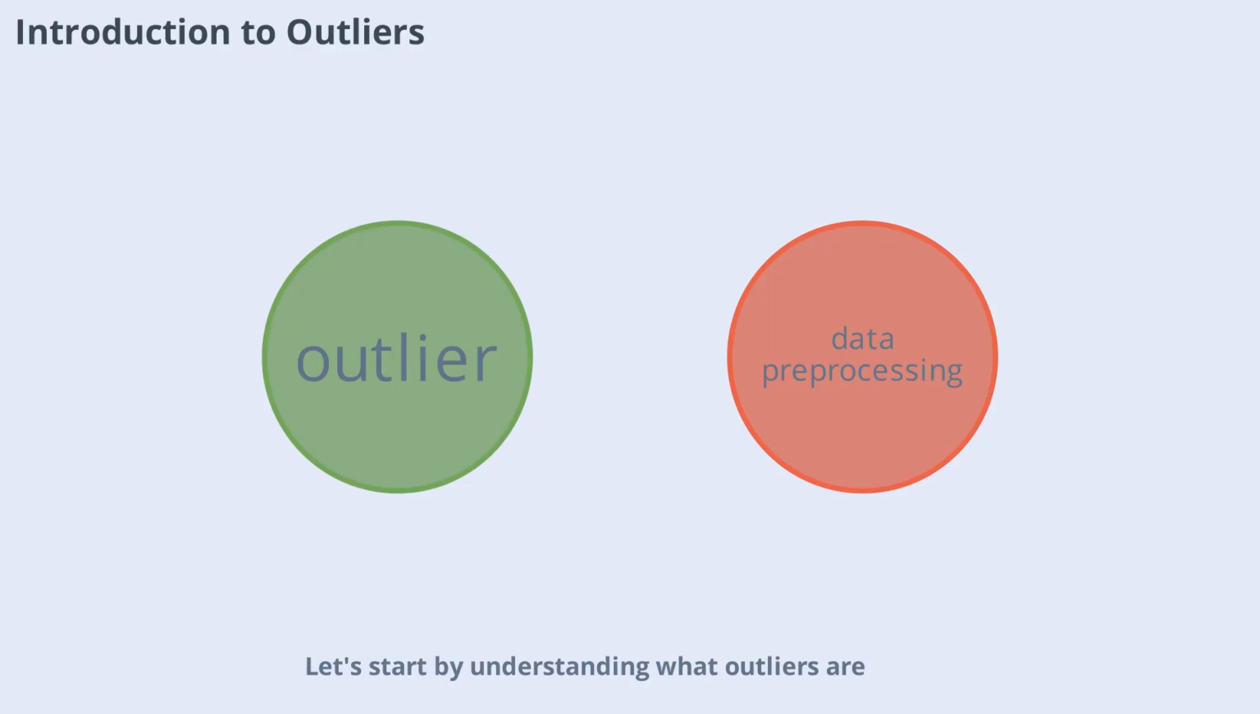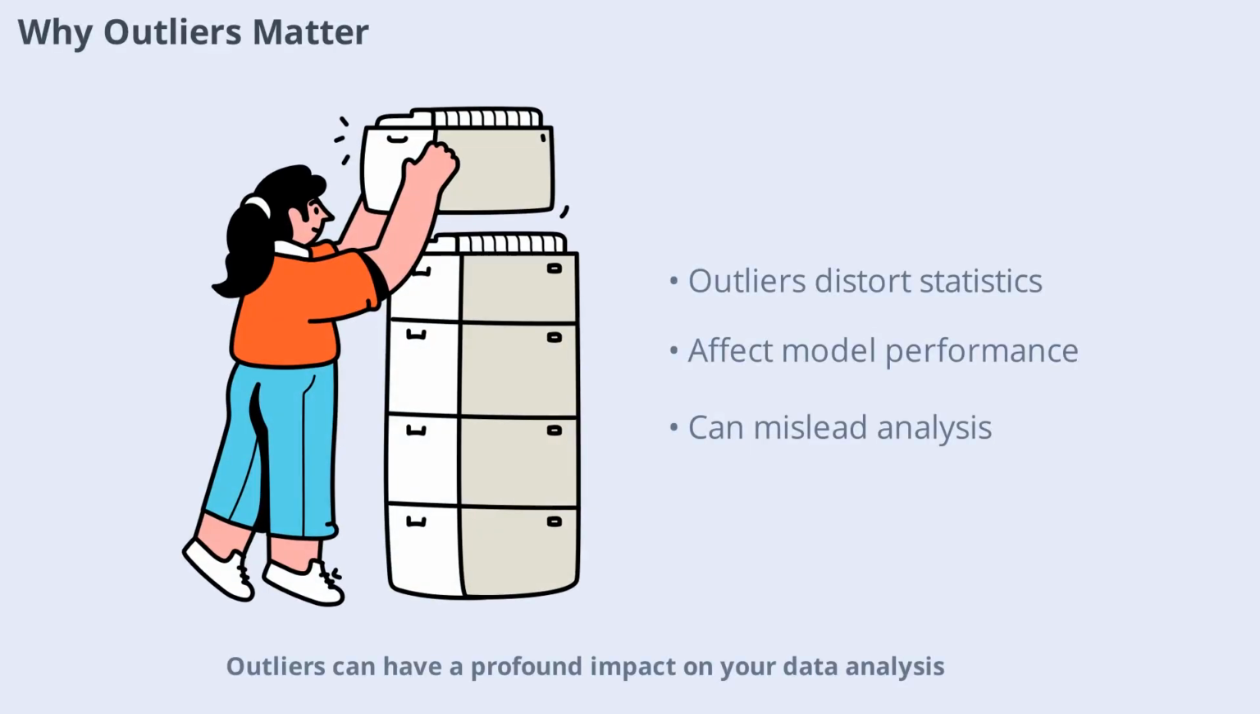Let's start by understanding what outliers are and why they're so important in data science. Outliers can have a profound impact on your data analysis. They may distort statistical measures like mean and standard deviation, potentially leading to incorrect conclusions. For example, a single extreme value can shift the average, making your data appear more variable than it actually is. In predictive modeling, outliers can affect the performance of algorithms, especially those sensitive to data distribution. Understanding their influence is the first step toward making informed decisions during preprocessing.